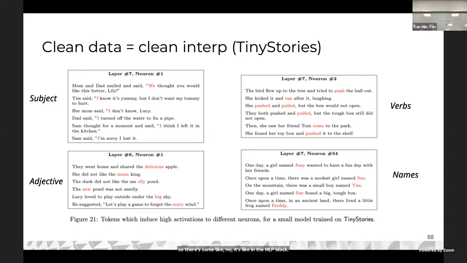And maybe it might tell you that, hey, these nodes are actually doing something that is meaningful and interpretable to us. It kind of makes sense, right? You look at the red words, okay? What do all these highlight? They highlight the subject of the sentence, right? Over here, what does it highlight? It highlights the verbs, right? Ran, push, pull, come. Here are names: Amy, Sue, Tim, right? Adjectives: mean, delicious, big, new, scary. It's clearly trying to delineate between different neurons. Each of the neurons serves a different function, a different purpose, which is kind of the pipe dream of most ML researchers, because usually it's confusing and we don't understand it, right?